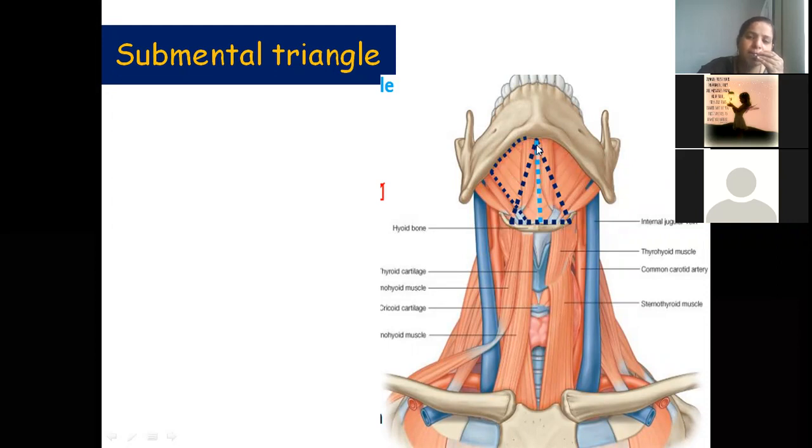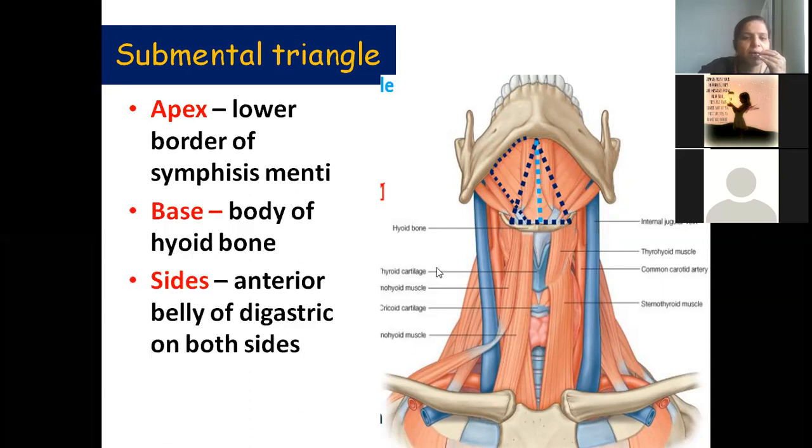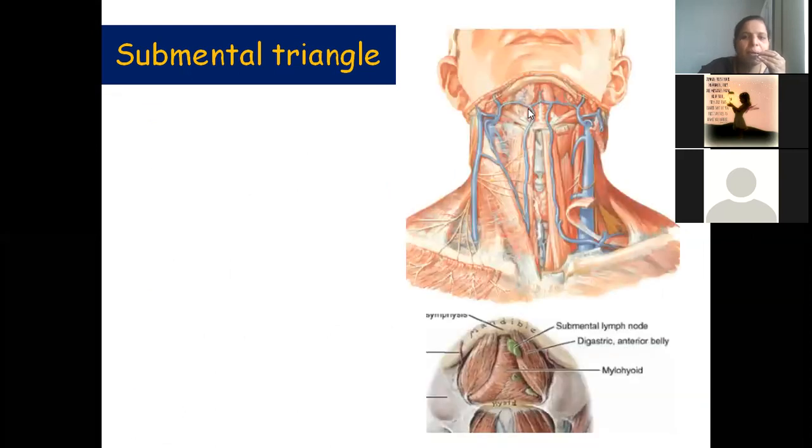This is the midline, the median raphe of the mylohyoid muscle. So half of the triangle is lying on the right side. Half of the triangle is lying on the left side. That is the submental triangle, beta. Apex is symphysis menti, base is hyoid bone, side is the anterior belly of digastric, floor is mylohyoid. The submental triangle will contain submental lymph nodes, and the floor is mylohyoid.